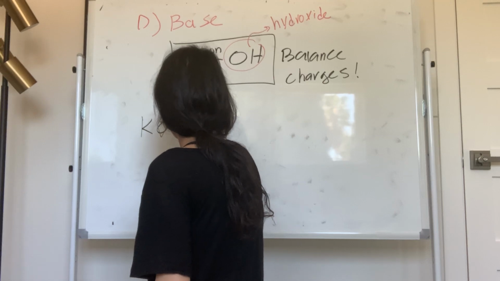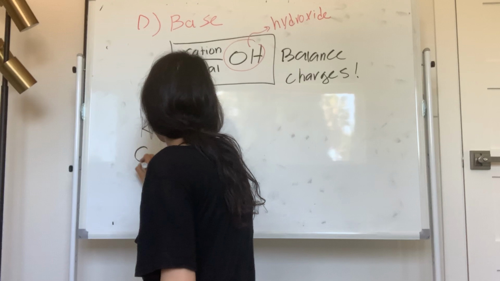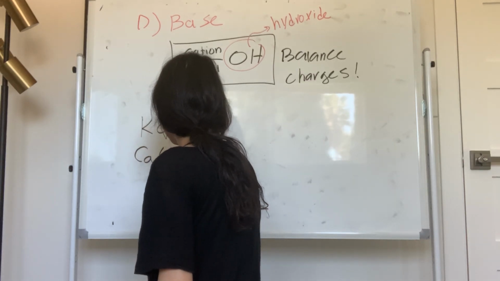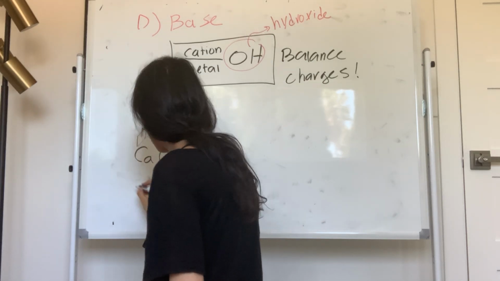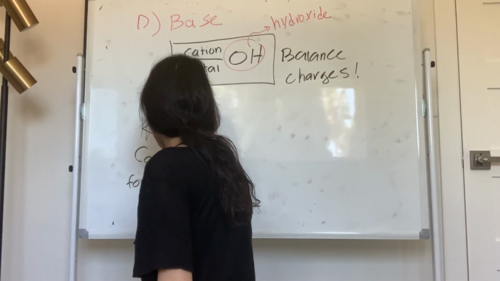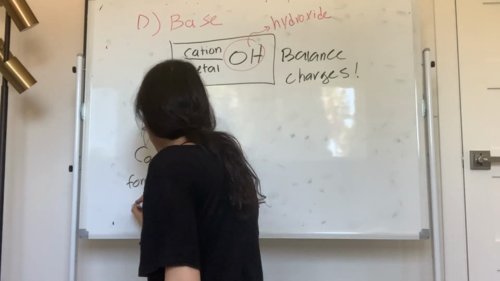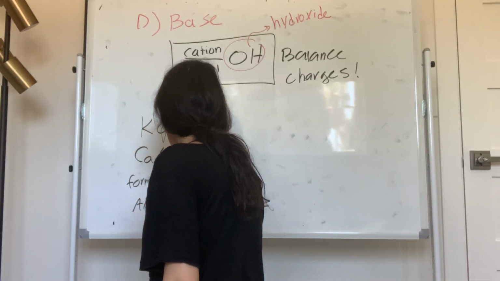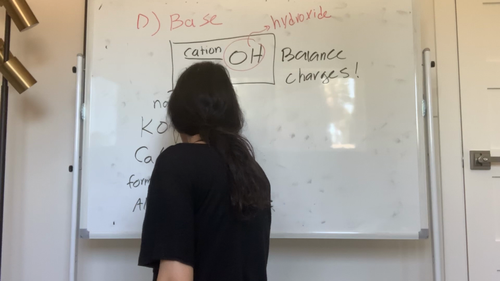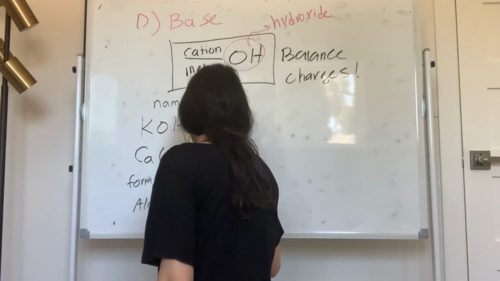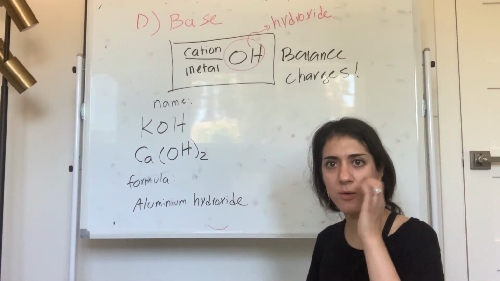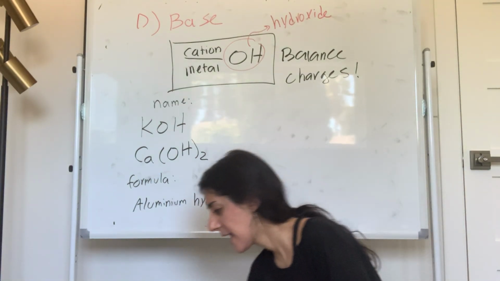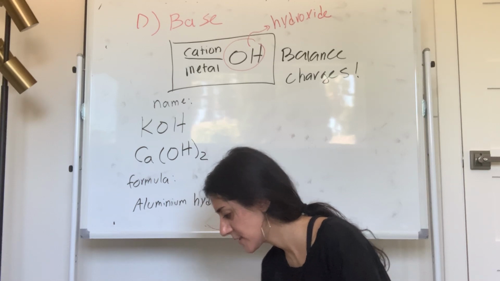KOH, I want you to name this. Name KOH, name CaOH2, and I want you to write the formula for aluminum hydroxide. Pause me, do this, and then we're going to go over it together.